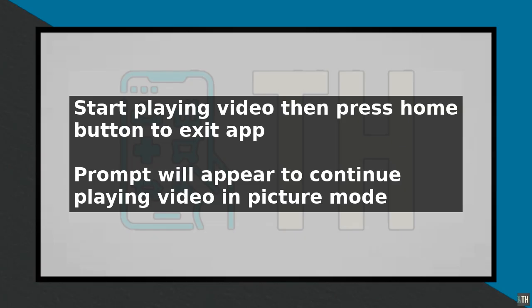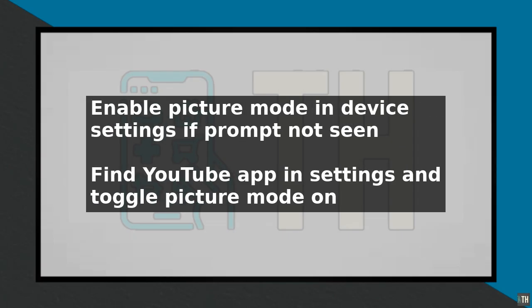Once Picture-in-Picture mode is enabled, you can resize the video window by pinching your fingers together or apart on the screen. You can also move the video window around the screen by dragging it with your finger. To switch back to full screen mode, simply tap the video window. This will take you back to the YouTube app and the video will continue playing in full screen mode.